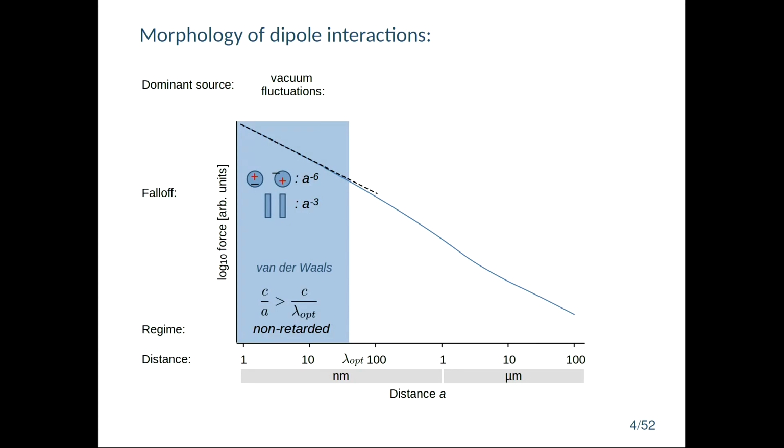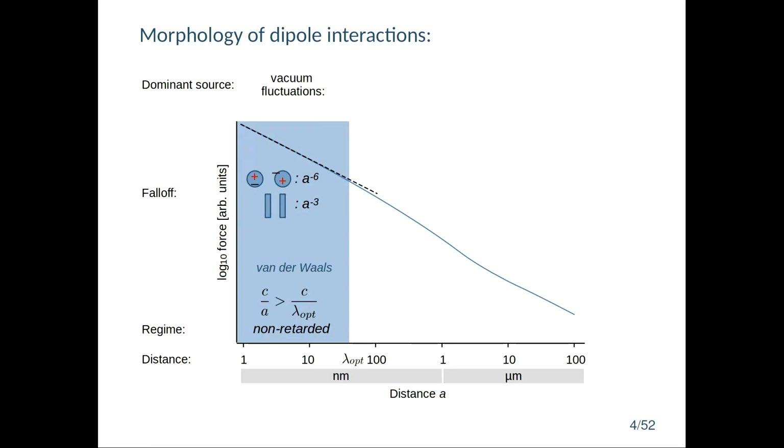And the source for these interactions are, of course, vacuum fluctuations. And the same source you also have for extended objects like parallel plates. And you have this characteristic dependence on distance A in this regime. And it's important that everything here is non-retarded, as we have heard already.